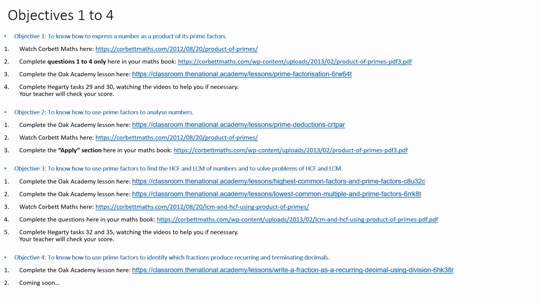So let's first of all have a look at objectives 1 to 4, which are looking at prime numbers and how we use prime numbers to solve particular problems in maths. For instance, in objective 3, you'll be looking at how to find the highest common factor and the lowest common multiple.